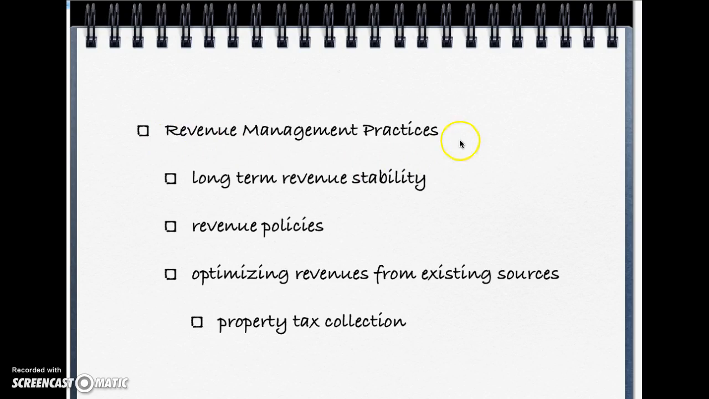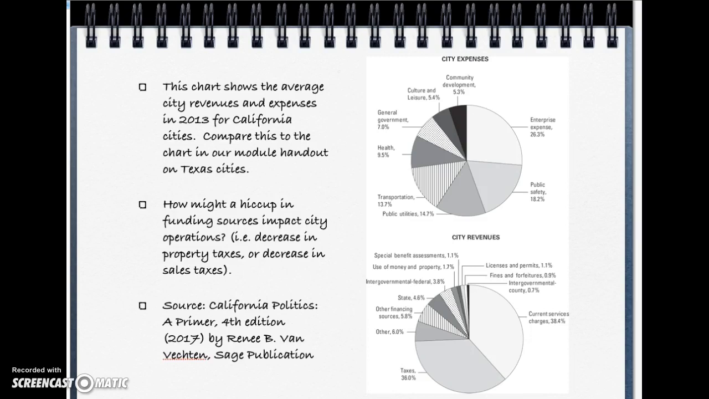And again, we can look at long-term revenue stability, revenue policies, and optimizing revenues from existing sources. My example was, again, timely property tax collection. All right, so this is a chart that shows average city revenues and expenses in 2013 for California cities as compared to Texas. So you can look at where Texas city revenues come from and compare that to revenues from California.